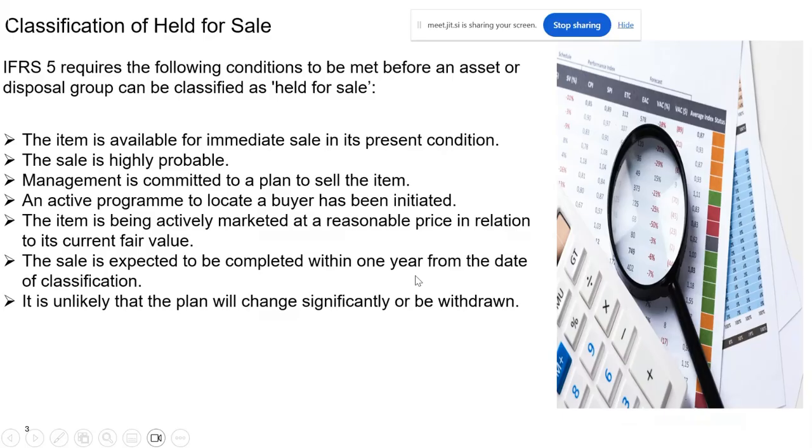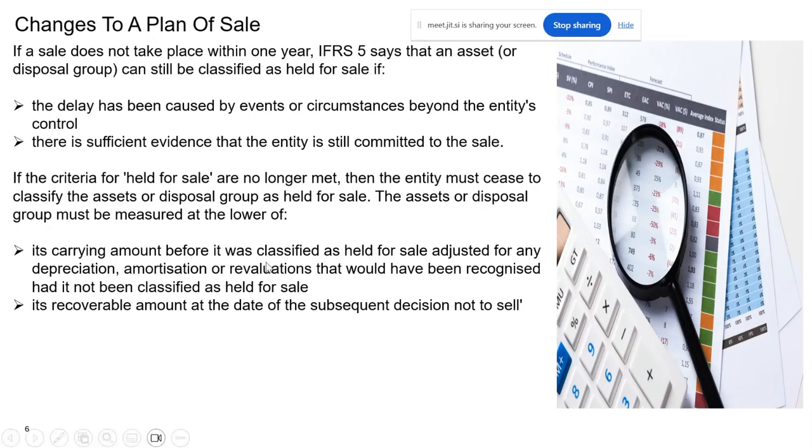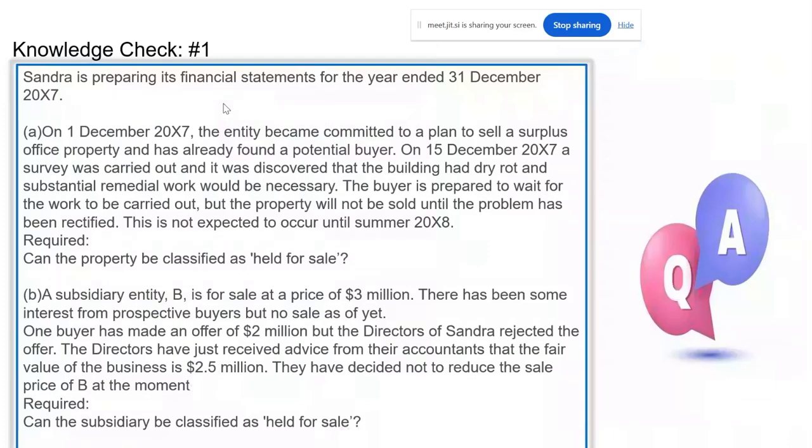If they expect to complete the sale in more than one year, we cannot classify it as held for sale because it is becoming useful for more than one year, except in certain conditions. There are exceptions to that. That means if the delay is caused by events beyond the entity's control, or there is evidence that the entity is still committed to selling. So in this scenario, we cannot classify it as held for sale. Okay? Does that make sense?